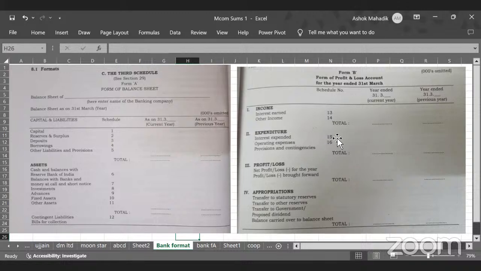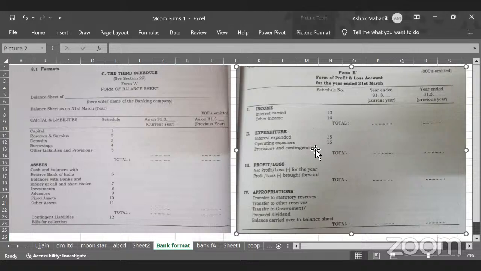Then 15 number is for interest expense. So for a bank, interest is a major income as well as expense, so we have to keep a separate schedule. In income, schedule number 13 is given separately for interest income. Same way, all the expenses are divided in two parts, 15 and 16. 15 exclusively for interest expense, and for other expenses, we have schedule 16. Apart from this, if we have bad debts, RDD, and taxation, we show that in the provisions and contingency schedule, for which number is not given.